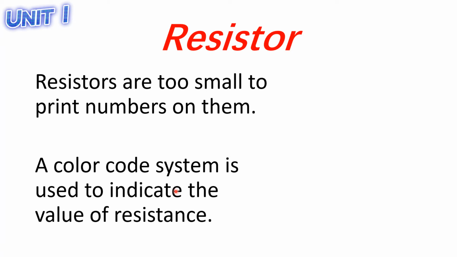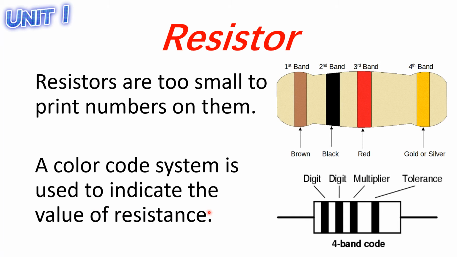Speaking of resistors, they are too small to print numbers on them. That's why a color code system is used to indicate the value of resistance. I want you to look at the picture here. You have your different bands: first band, second band, third band, and fourth band. Other resistors have 3 bands and others have 5 or 6 bands.